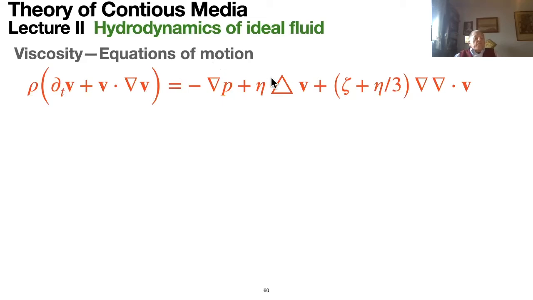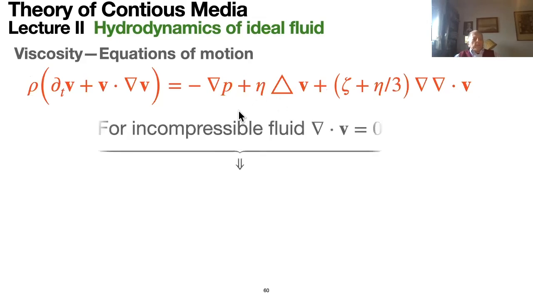And in general, we have two terms. This triangle is the Laplacian operator. We remember what the Laplacian is: it's the sum of second order derivatives with respect to all coordinates. And the other term is proportional to the divergence of the velocity. The reason why I have written that in this particular form is that it is particularly easy to look up the various properties of that equation by having them written in this form.